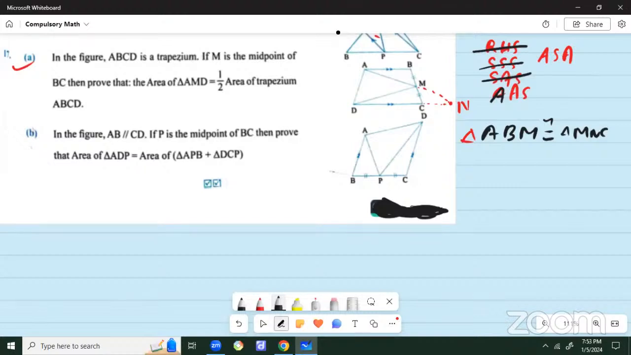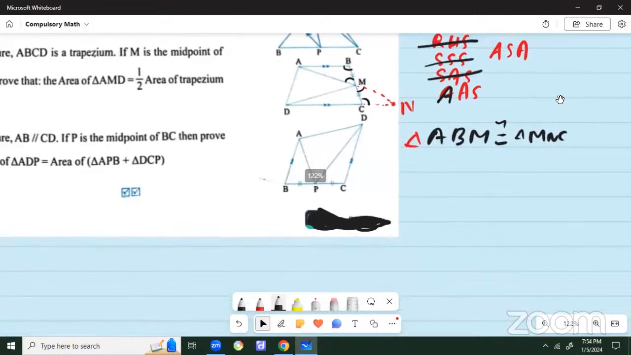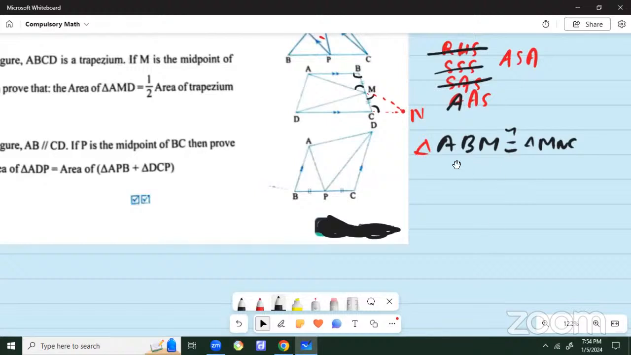ASA? Okay, how ASA? These two angles are vertically opposite angles, so they will be equal, right? BM is equal to MN, obviously. Which one more angle? Can we say angle ABM equals angle MCN? They are alternate angles, so they are equal, right? If this happens, then the area of triangle ABM will be equal to triangle MNC. First of all, we saw the two triangles congruent by showing ASA as the test verified.